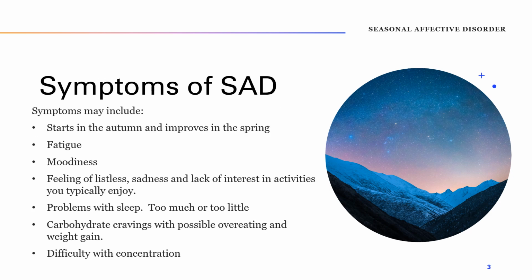Some symptoms include the seasonality of SAD. It tends to increase and worsen in the autumn and improve in the spring. Again, this is associated with the reduction in sunlight hours in the autumn and winter months and an increase in sunlight hours in the spring and summer months. It's associated with fatigue, moodiness, feelings of listlessness, sadness, or lack of interest in doing activities you typically would enjoy. Maybe you have difficulties falling asleep, you're sleeping too much, sleeping too little, or just not feeling rested. You might have increased carbohydrate cravings with possible overeating and even weight gain. You can also have difficulty with concentration.